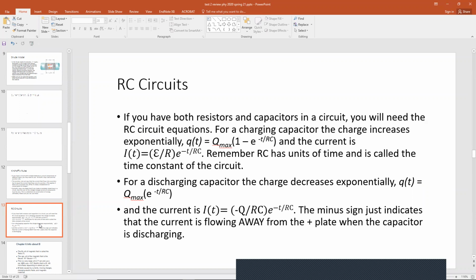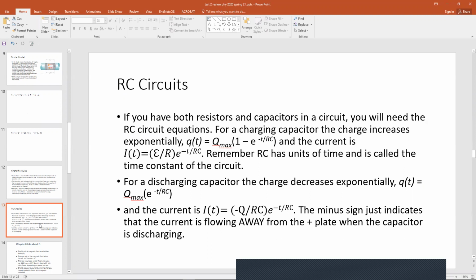Saying that mathematically, the charge on the capacitor as a function of time, Q of t, is equal to Q max times 1 minus e to the minus t over RC. Q max is the maximum charge that would be stored on that capacitor if you let the circuit go forever. RC is the resistance times the capacitance of those components. If you multiply those together, RC has units of time, and it's called the time constant of the circuit. It's often symbolized by the Greek letter tau.